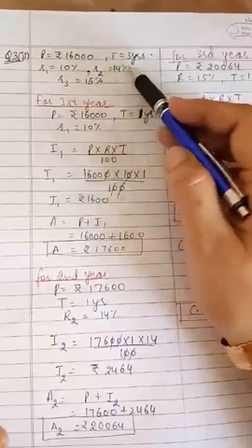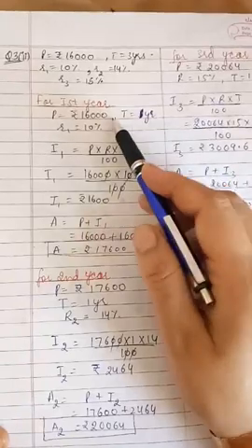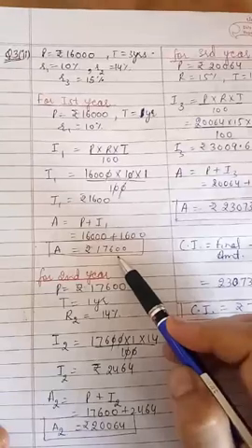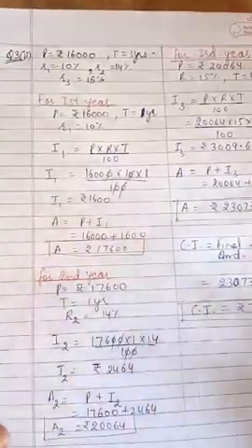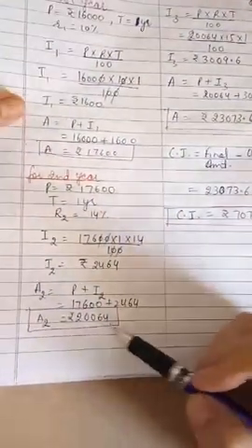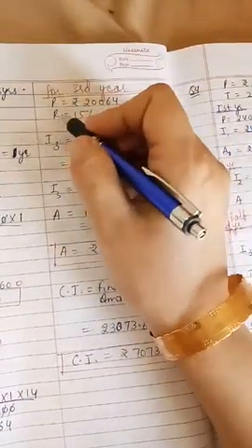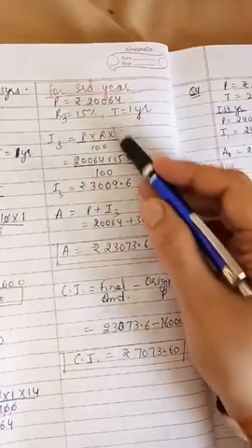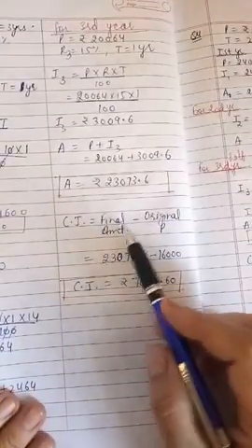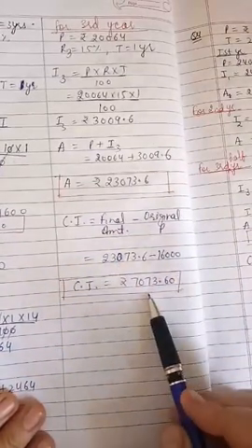Principal, R1, R2, R3 is given, time period is this. So for the first year, we will take the first rate, time period 1 year, calculate the interest by using this formula, then amount, principal plus interest. Then this is the principal for the next year. Then again calculate interest of the second year, then amount. It will become again the principal for the third year. For the third year, use the third rate R3, 15%, time again 1 year, calculate I3, and then we will calculate the amount. Then the formula of compound interest is final amount minus original principal. So after subtraction we are getting this.